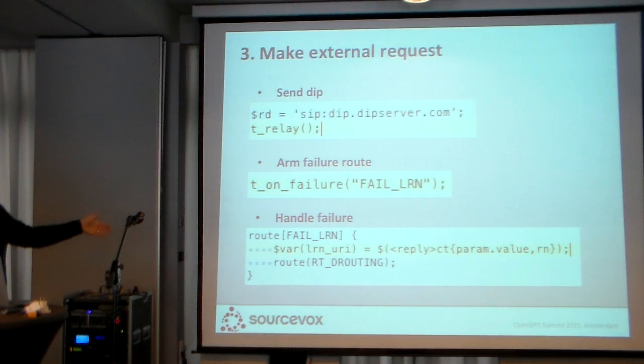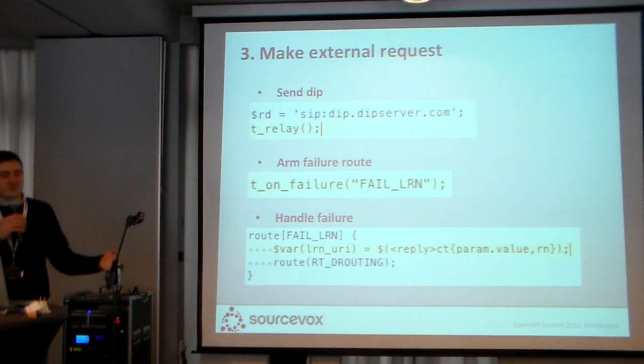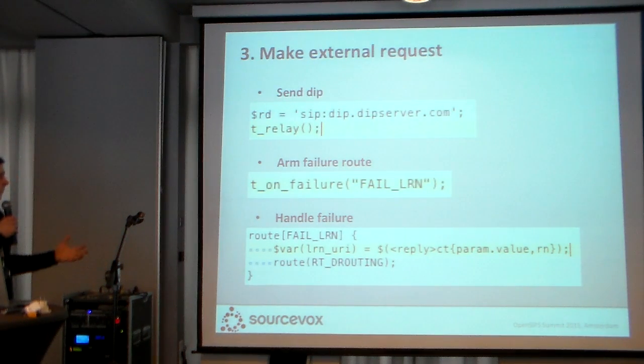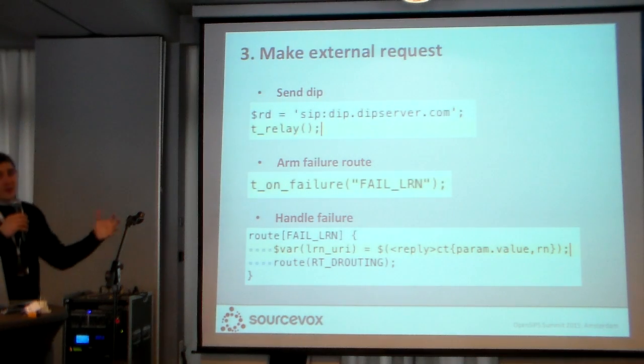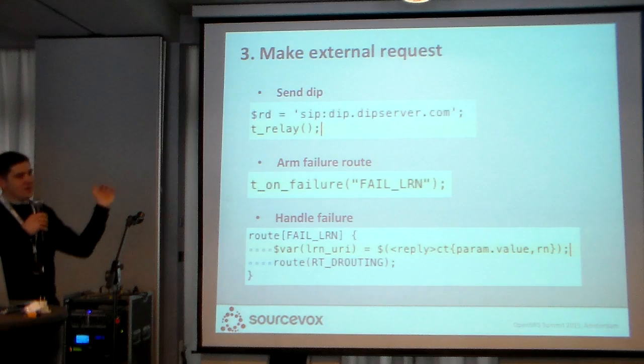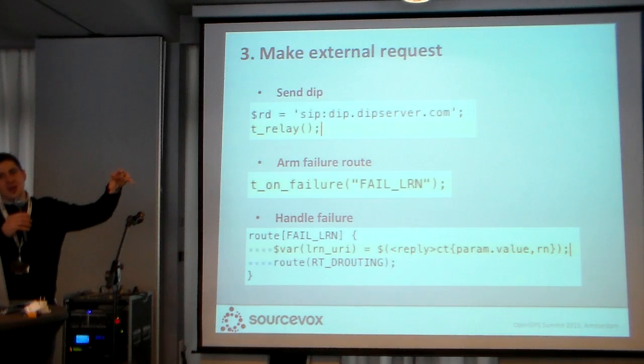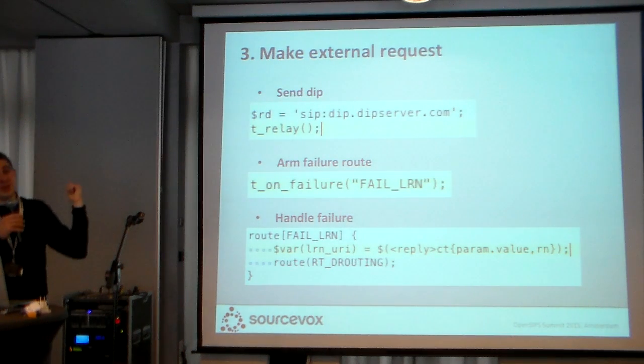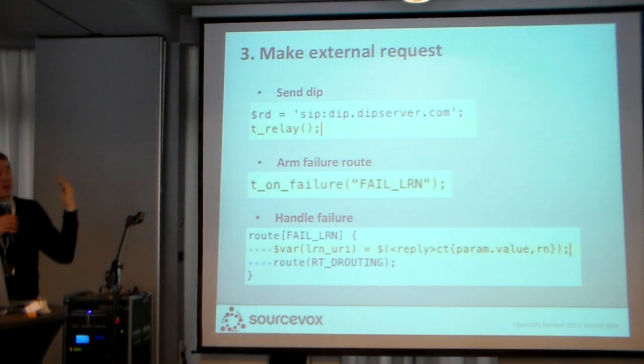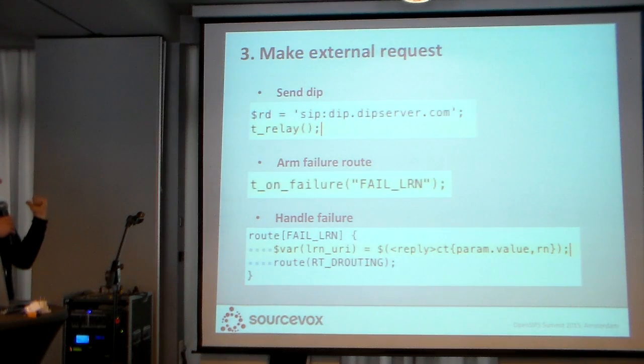Just because we have a 302 response here, it doesn't mean that the entire original request needs to fail. We're in a failure route, but we can quite happily call route RTD routing, and that will just continue to execute the script. So actually what we've got here is OpenSIPS sending out the request, proxying the request, and the 302 may get returned to a different OpenSIPS child process, and it knows where we are, and it can continue working.